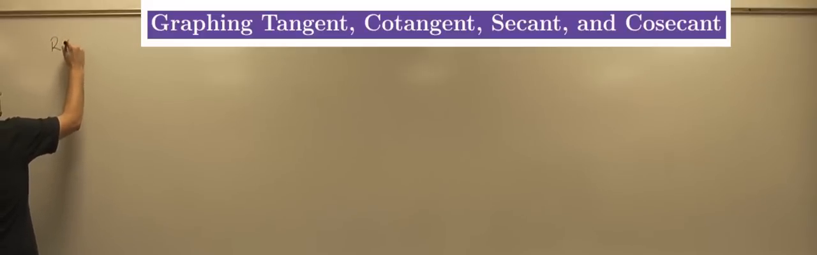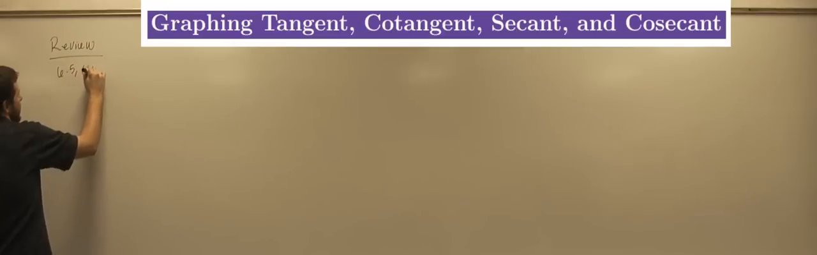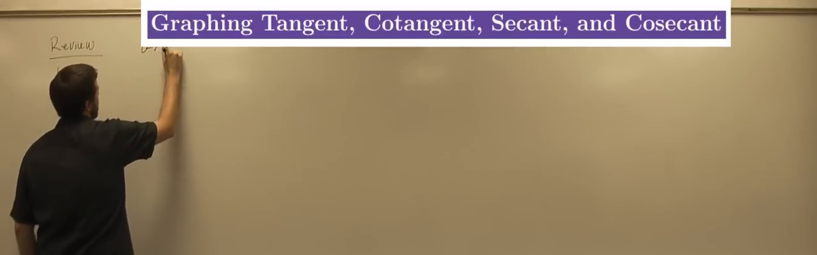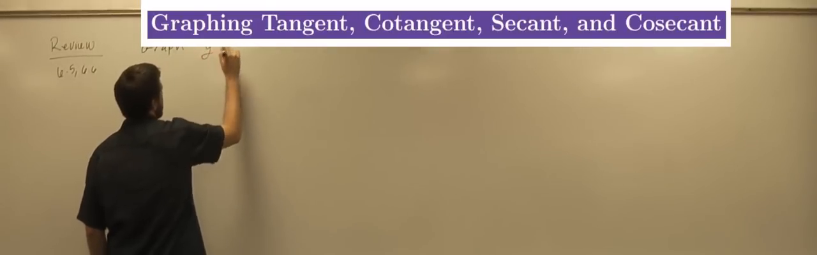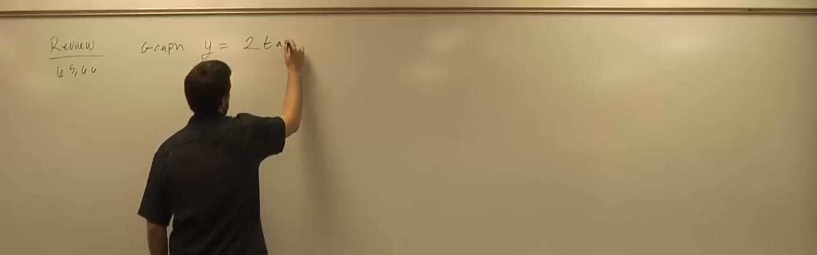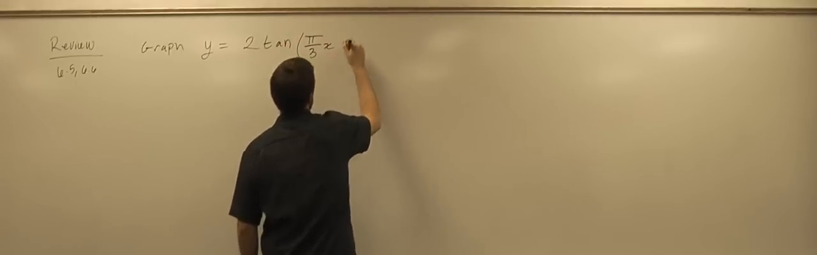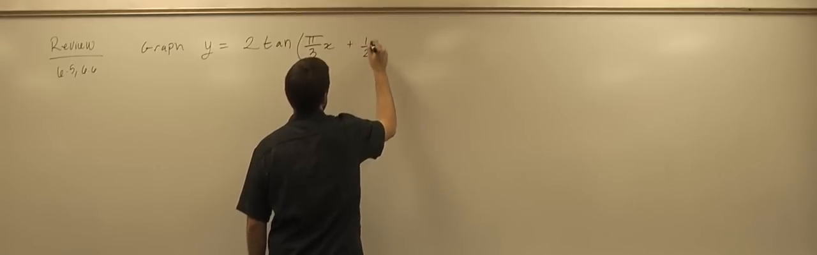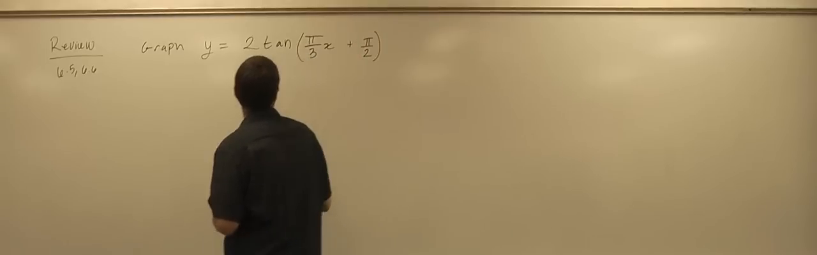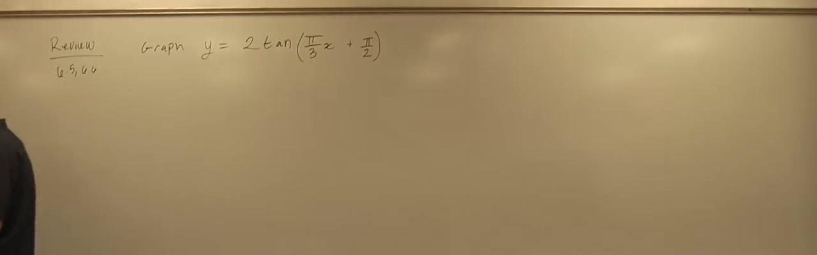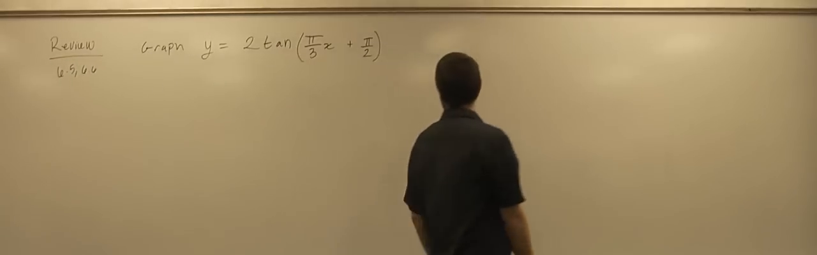Let's do a little bit of review. So this is from 6.5 and 6.6. Remember, we talked about graphing tangents, so I can give you something like graph y equals 2 tangent of pi over 3x plus 1/2, all up to 2 plus 5.